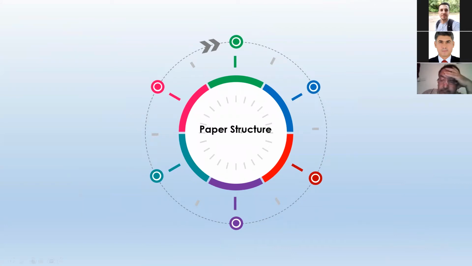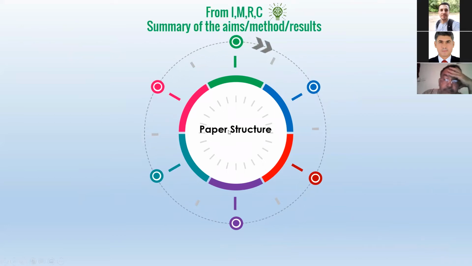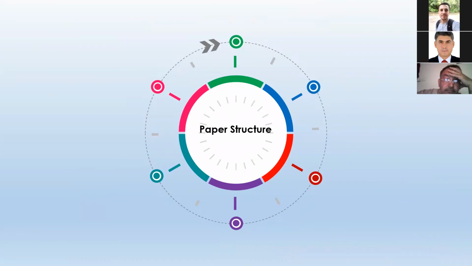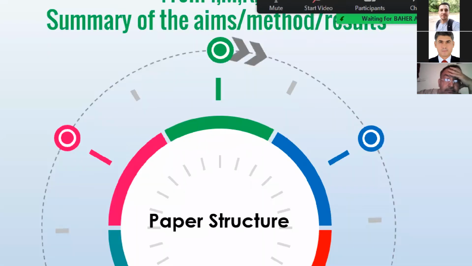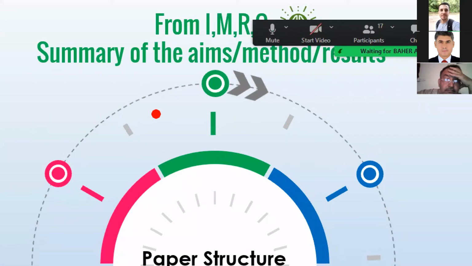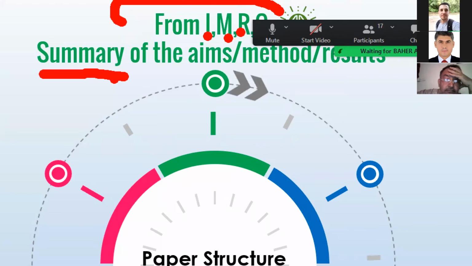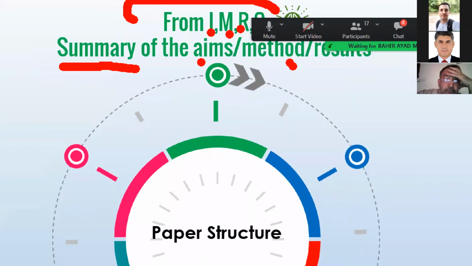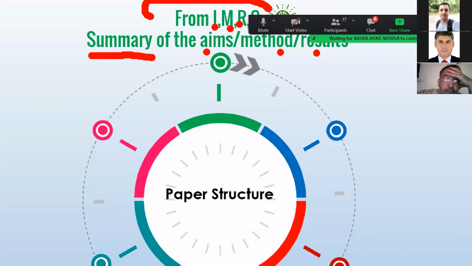If we say abstract, it comes from what? The abstract comes from the introduction, method, result, conclusion. Every time, from the abstract we can summarize the aim, method, and result. It means from the abstract we have the summary of the whole paper, especially the aim, the method, the result.